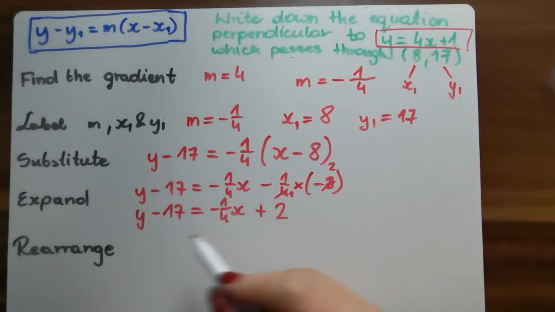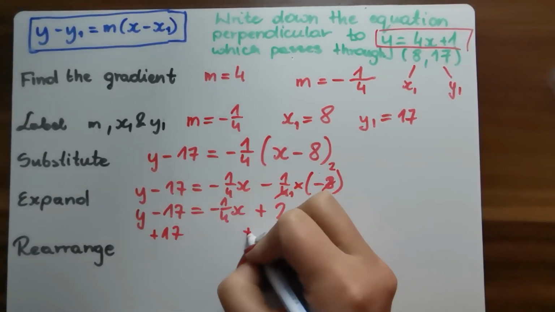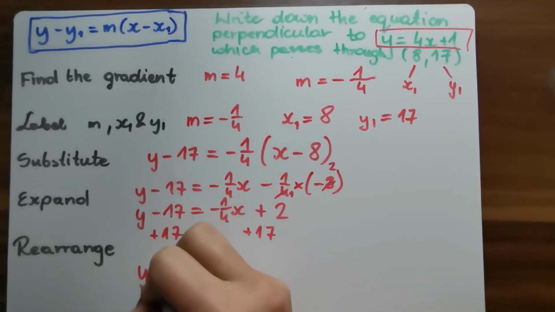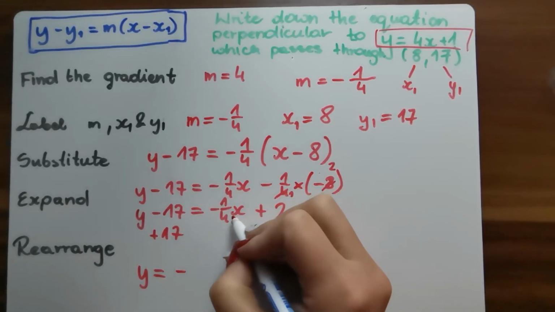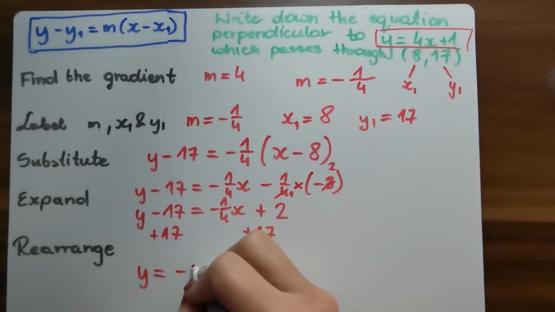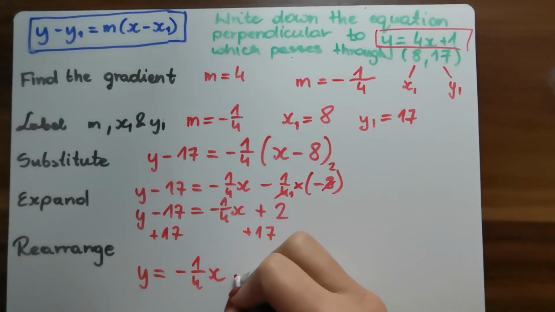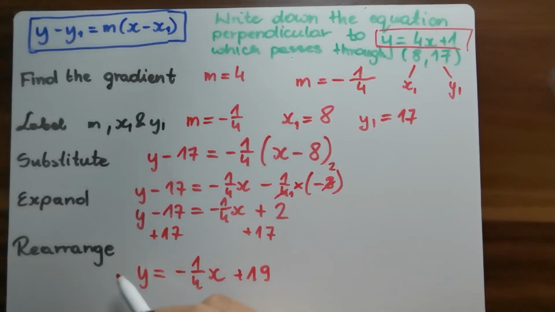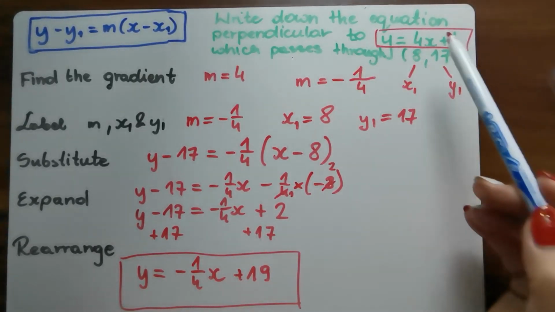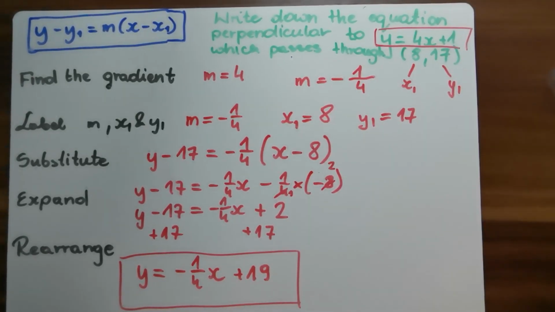Now we need to rearrange. So basically we need to add 17 to both sides of our equation, and here we will cancel it out. So we will get y is equal to, the term with x is staying without change, so it will be negative 1/4 x, and 17 plus 2 will be plus 19. And this is the equation of our perpendicular line to 4x plus 1 and passing through the point 8, 17.